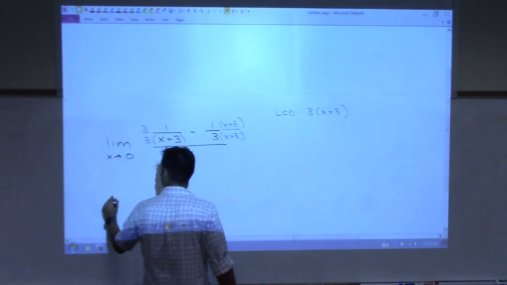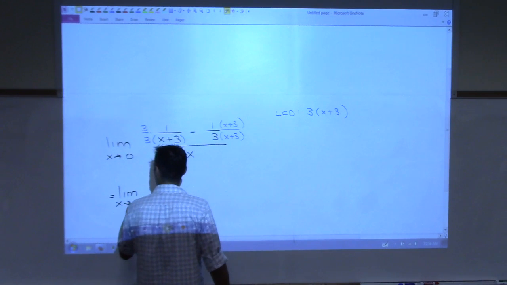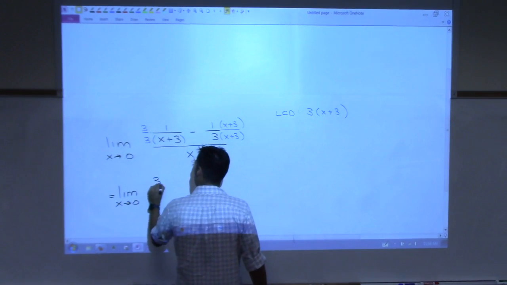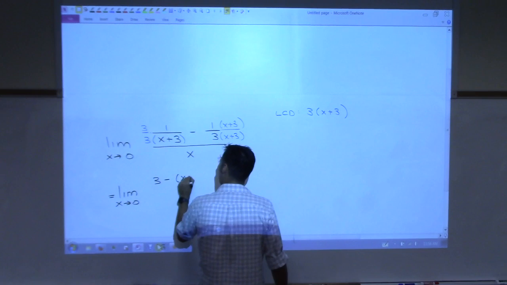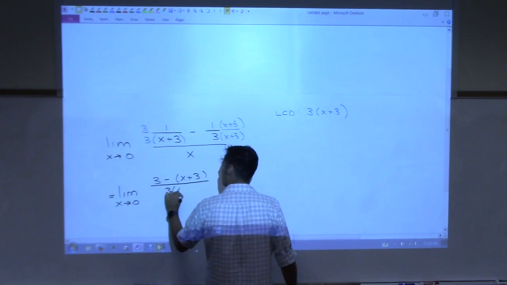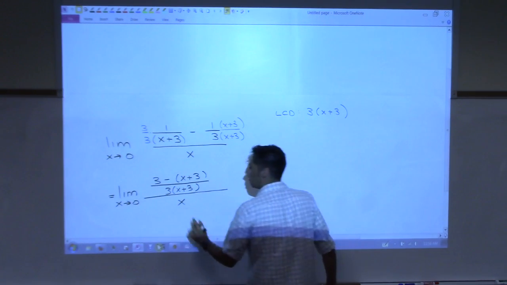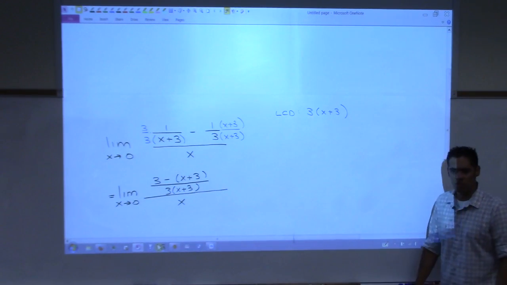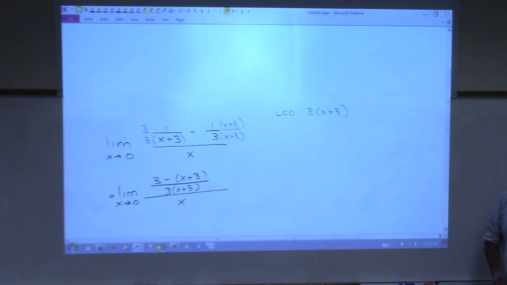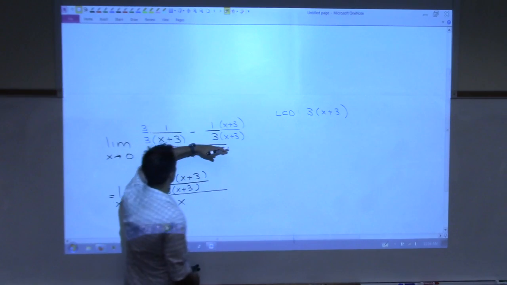All right, so next thing. Limit as x goes to 0 of 3 minus x plus 3 over 3 times x plus 3, all over x. And notice that I used different size division bars there. That wasn't just for fun. It's because my main division is here, right?